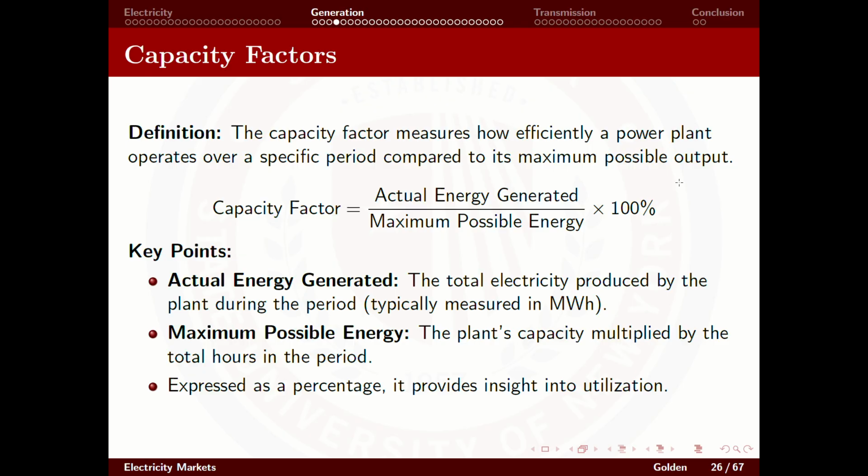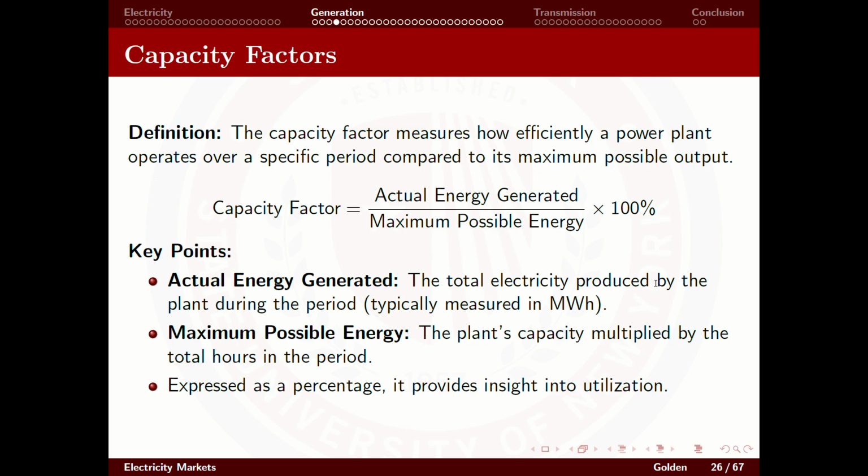So let's talk about some of the things you'll think about if you're working in these markets, and how you think about these resources. The first thing I want to talk about is the capacity factor. This measures how efficiently a power plant operates over a specific period compared to its maximum possible output. So this is the actual energy generated over the maximum possible energy times 100%. This is really how efficient the generator is.